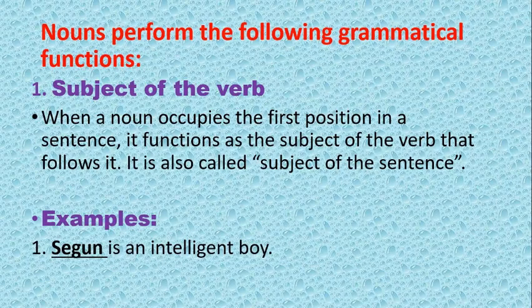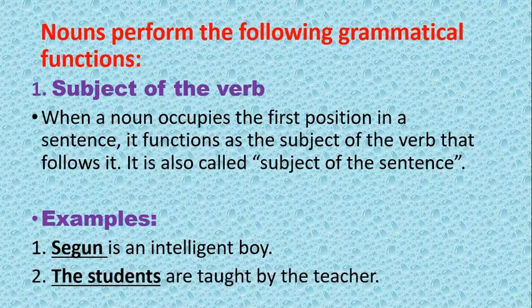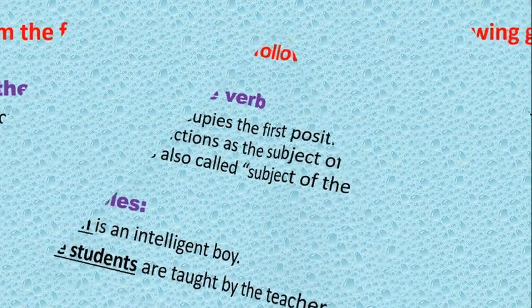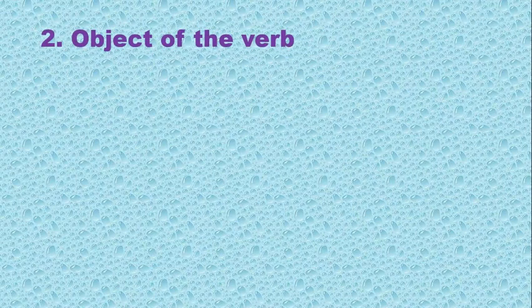SEGUN is an intelligent boy. SEGUN here is a noun and is coming first in the sentence and being followed by the verb is. Therefore, it is functioning as subject of the verb is. The students are taught by the teacher. The students is the subject here and is functioning as the subject of the verb that follows it. Are taught, that's the verb phrase. The students is the subject of the verb phrase are taught.